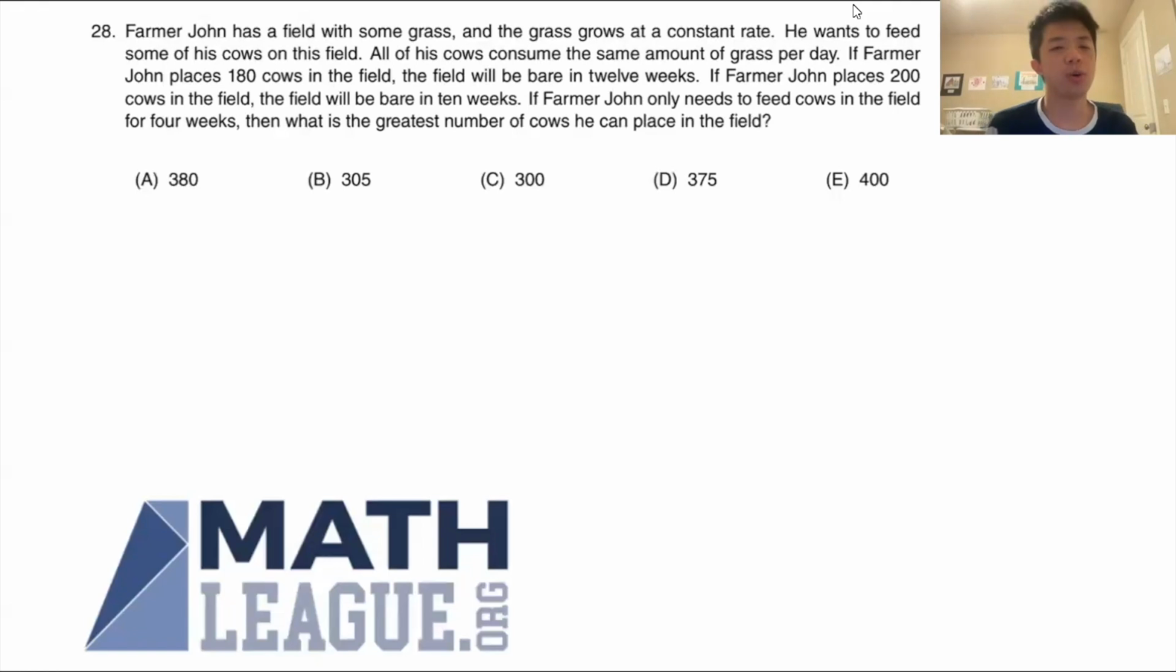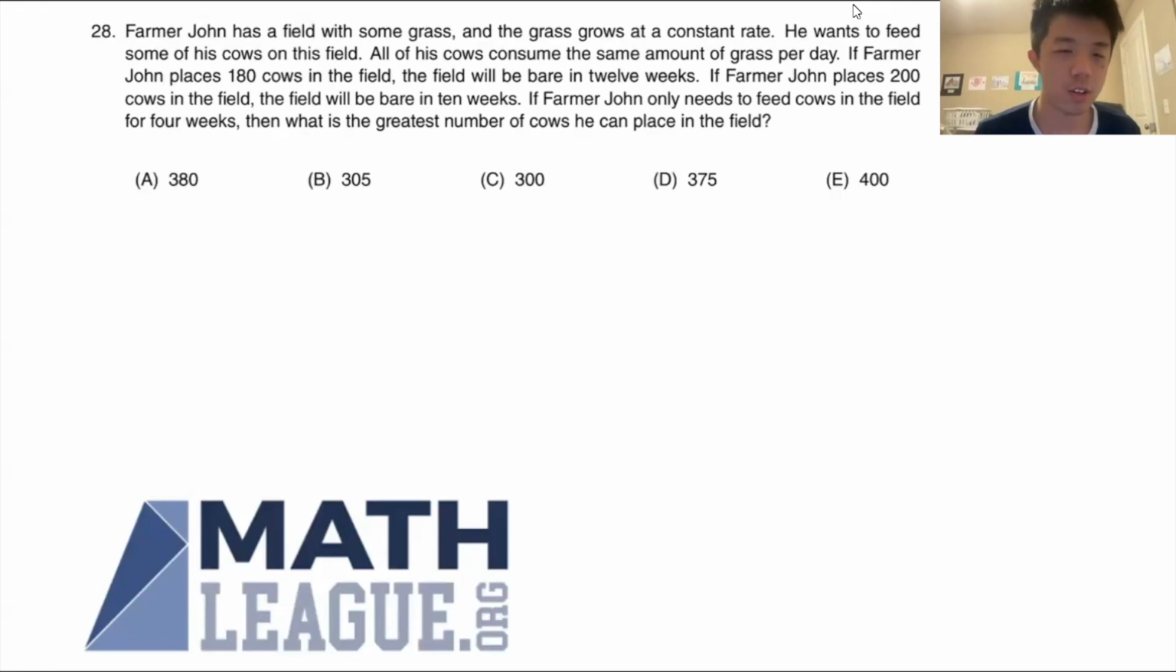We are going to solve this problem. It's about a farmer and his cows. So the problem reads, Farmer John has a field with some grass, and the grass grows at a constant rate. He wants to feed some of his cows on this field. All of his cows consume the same amount of grass per day.